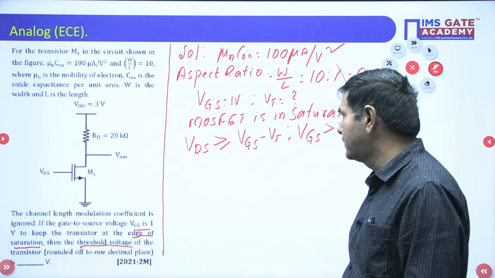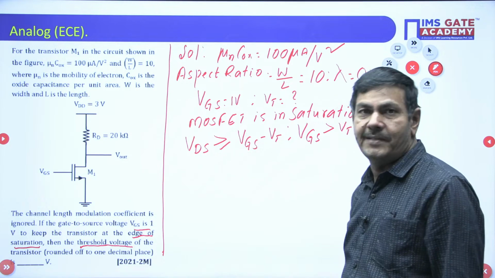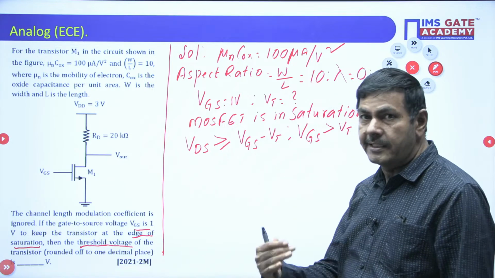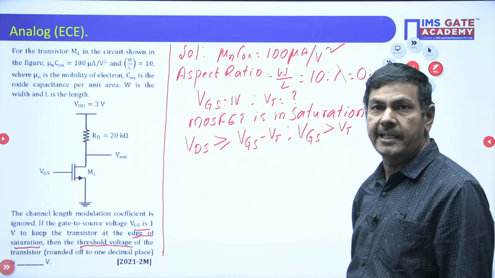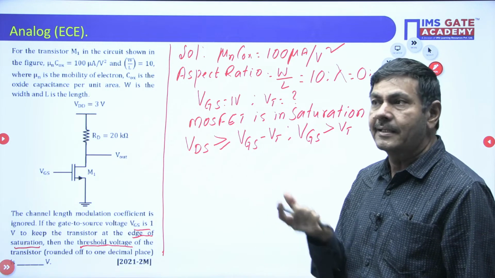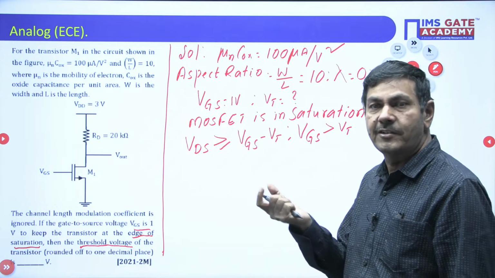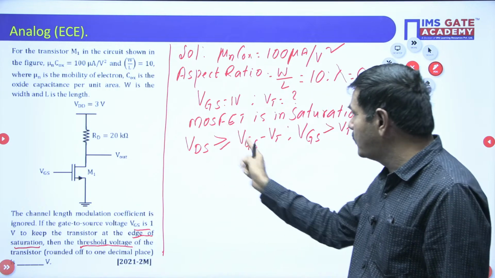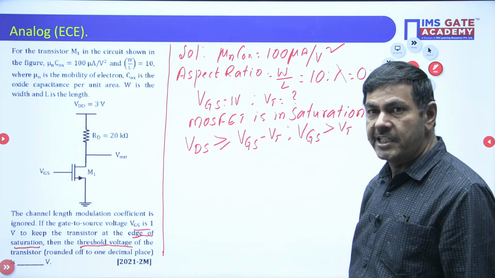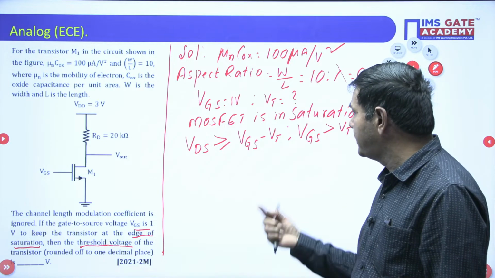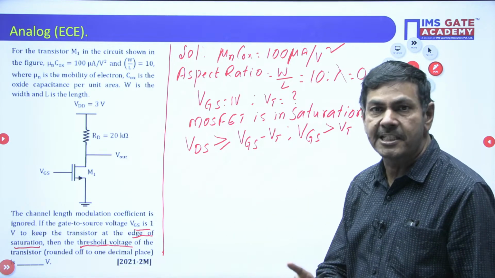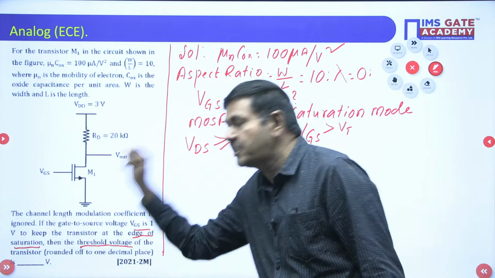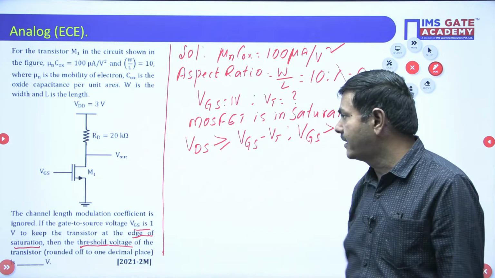One more point you have to remember. Greater than or equal to is given. If VDS is equal to VGS minus VT, not greater, then we can say the transistor is at the edge of the saturation only. If it is at the edge of the saturation, drain to source voltage is equal to VGS minus VT only. Because in the problem it is strictly specified that it is at the edge of the saturation, that's why we must take equal to only here.